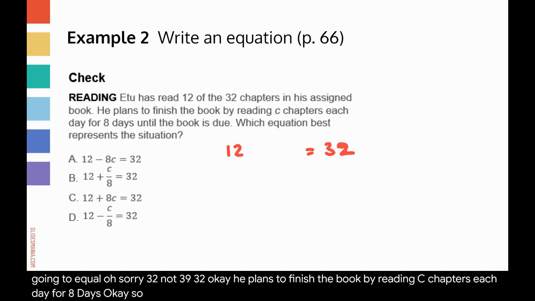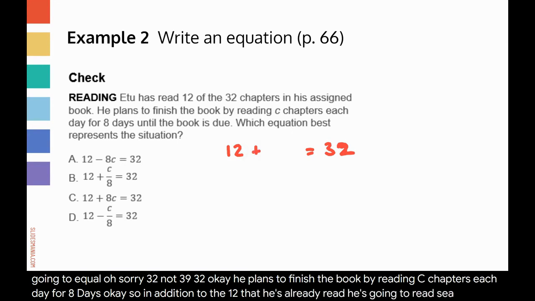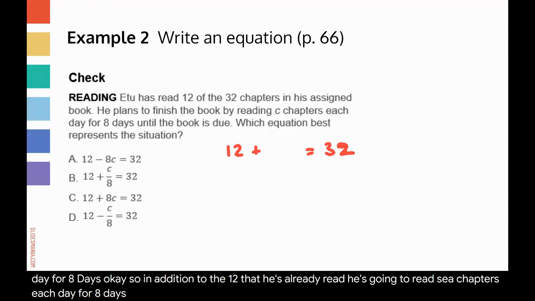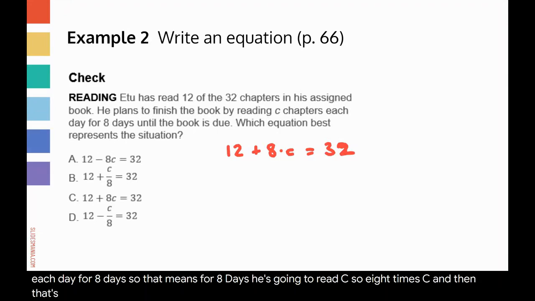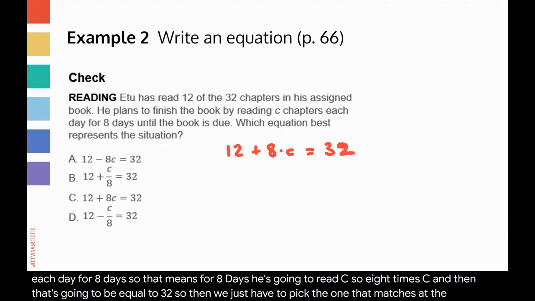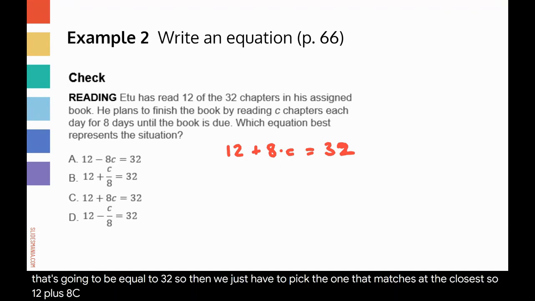Okay, so in addition to the 12 that he's already read, he's going to read C chapters each day for 8 days. So that means for 8 days, he's going to read C. So 8 times C, and then that's going to be equal to 32. So then we just have to pick the one that matches the closest. So 12 plus 8C equals 32. That would be C.